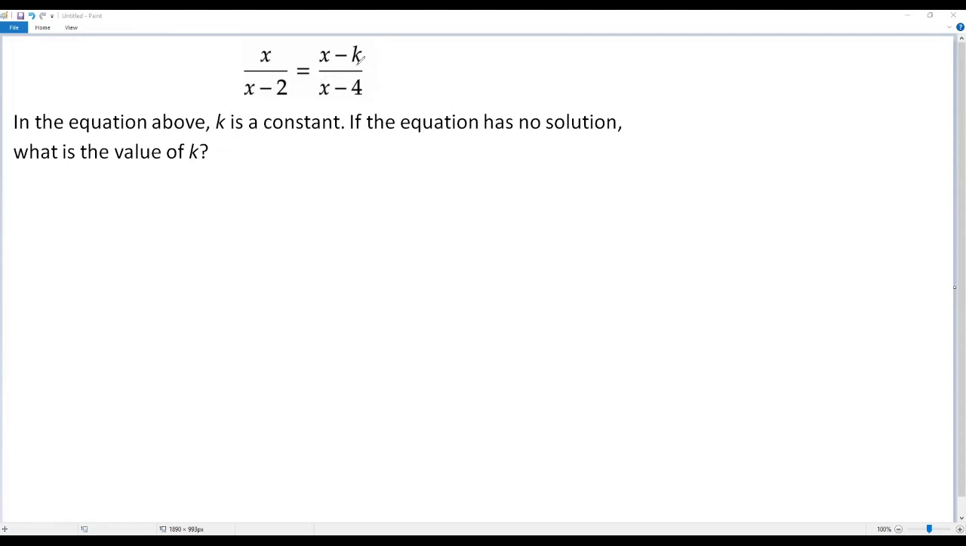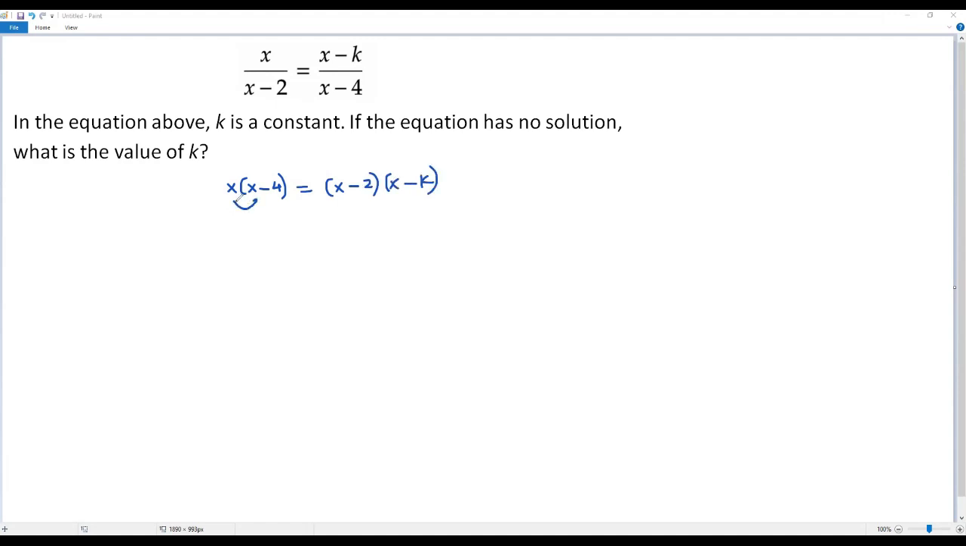Okay, the question says this equation has no solution and we have to get the value of this constant k. Now let's do some simplification in this equation. So we can do cross multiplication. That is, the numerator on the left side has to be multiplied by the denominator on the right side, and also the numerator on the right side has to be multiplied by the denominator on the left side. Okay, now let me do it. Then I'm getting x times (x - 4) equals (x - 2) times (x - k).